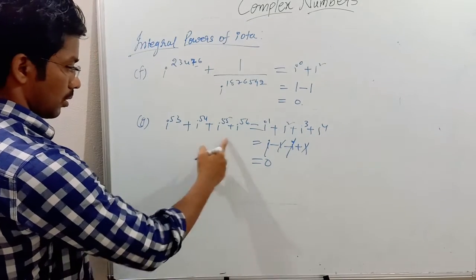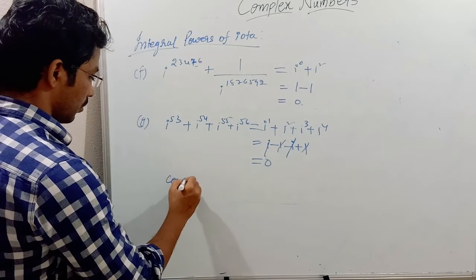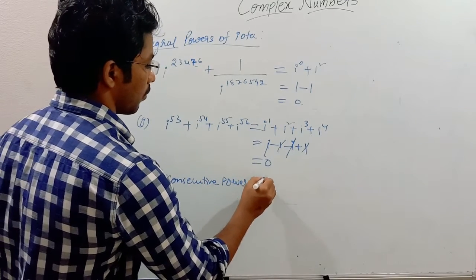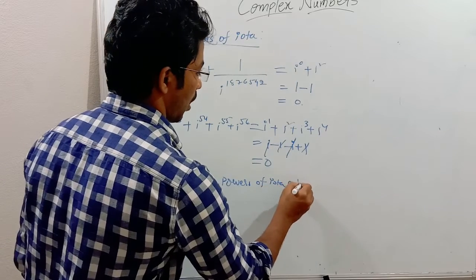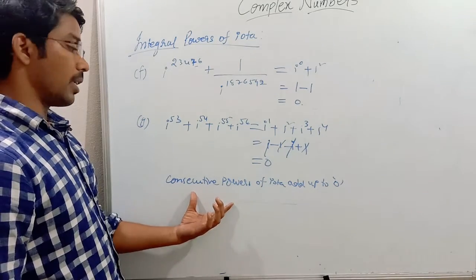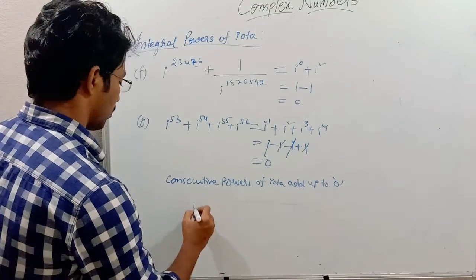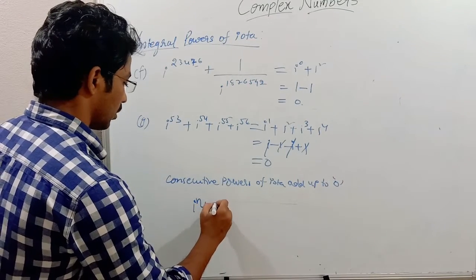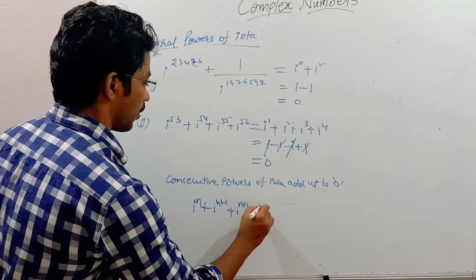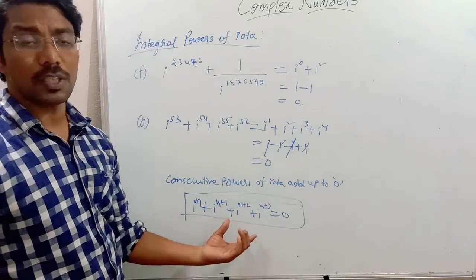So what is the result we have derived here? Consecutive powers of iota add up to 0. So the sum of any 4 consecutive powers of iota gives you the final value as 0. The important result here is i power n plus i power n plus 1, plus i power n plus 2, plus i power n plus 3. The result is 0. This is the most important result which has to be remembered.